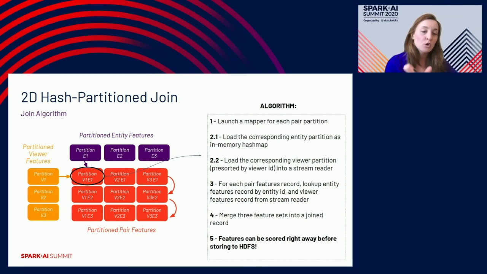Just to go back to the stream reader optimization: when you repartition the viewer and the pair tables, you can also sort by viewer ID, so that you don't have to load the viewer partition into memory, but can use a stream reader that iterates through the viewer IDs. This way you only have to load the entity partition into memory. In our case, we decided to use a stream reader with the viewer table because it's larger. Although we have fewer features, we have a lot more viewer IDs than entity IDs, so it's longer.